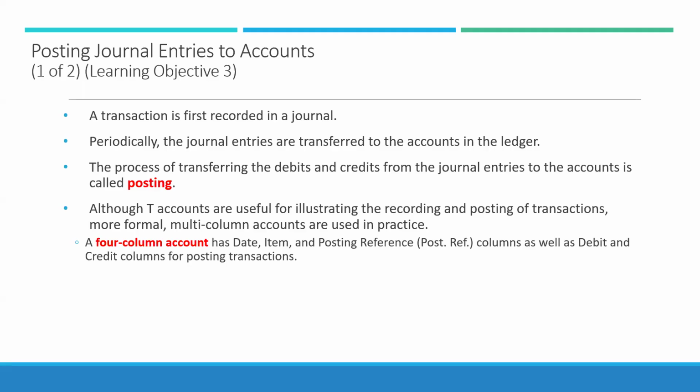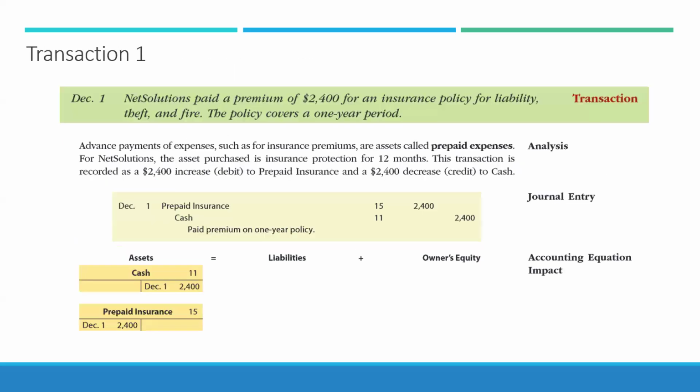Now, once we do these journal entries, we then post them to the various accounts. The process of transferring the debits and credits from the journal entries to the accounts we call posting. Often, like right now, we're using T accounts to show where they go. But oftentimes we use what we call a 4-column account that helps us show them to the account.